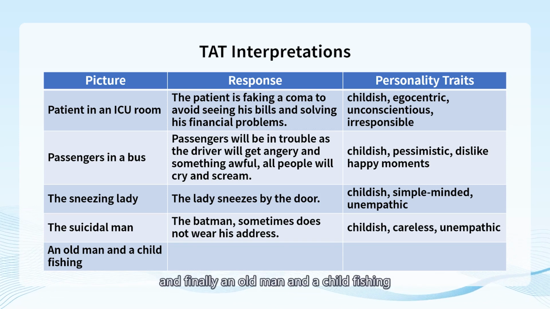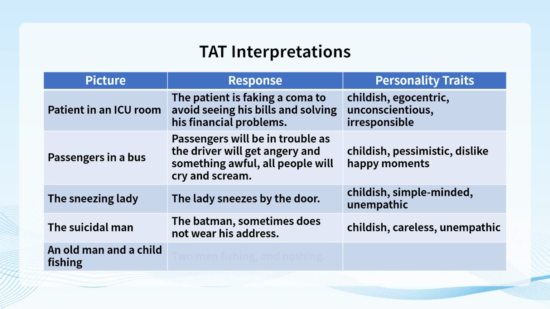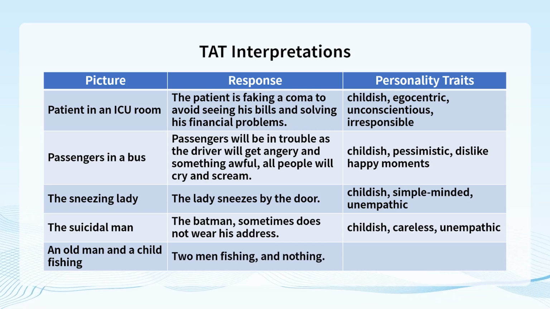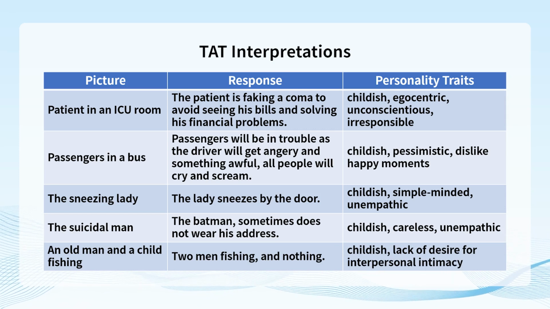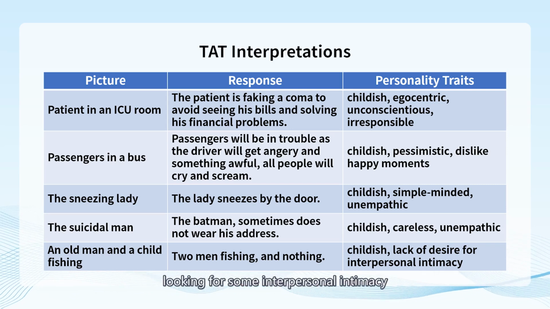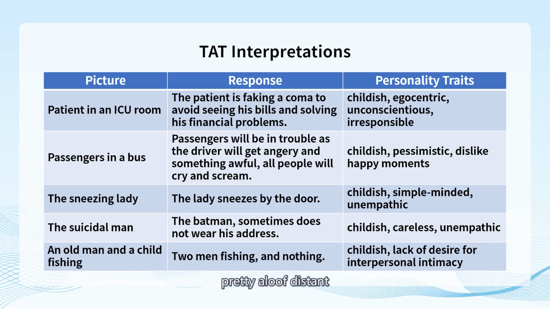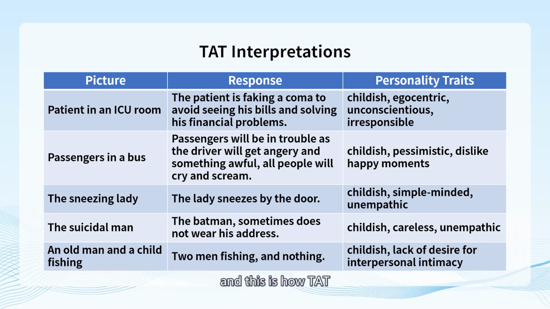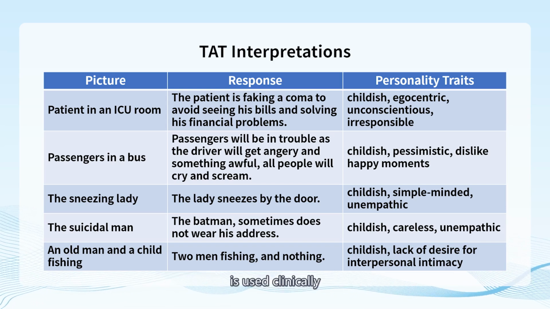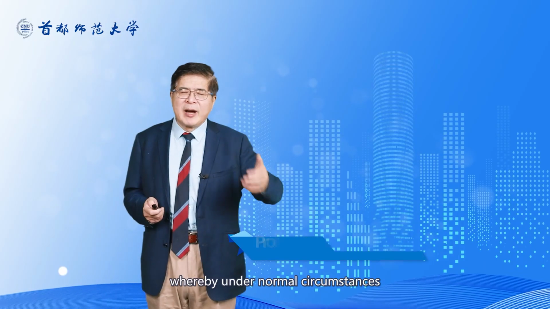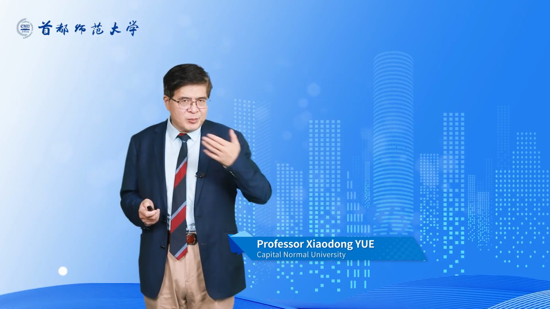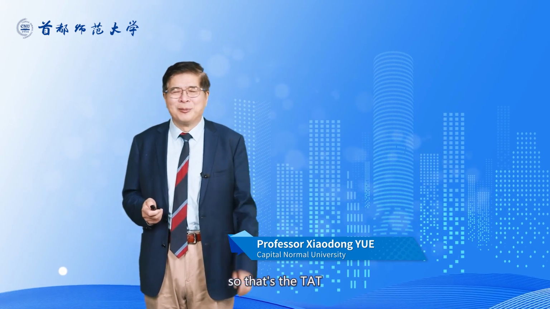And finally, the old man and child fishing. The young man's response is two men fishing, nothing. You can see the young man's response shows a lack of desire for interpersonal harmony. You can see the young man is not looking for interpersonal intimacy. He's pretty aloof, distant. And this is how TAT is used clinically to identify or detect personality traits of people, whereby under normal circumstances, you may not get all these traits. So that's the TAT.